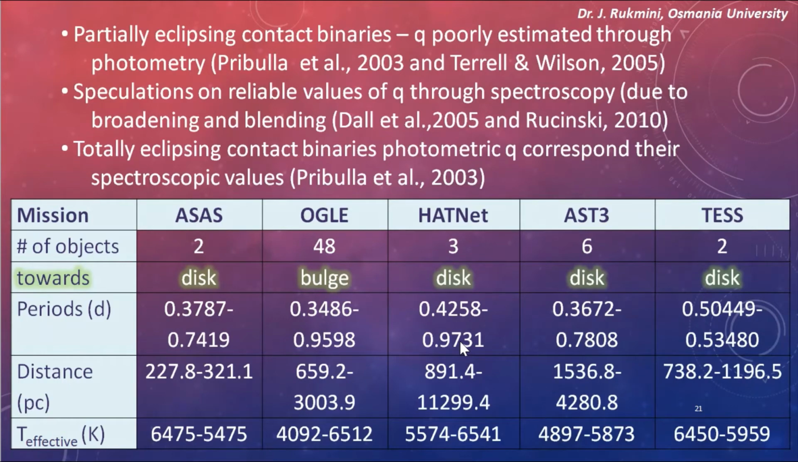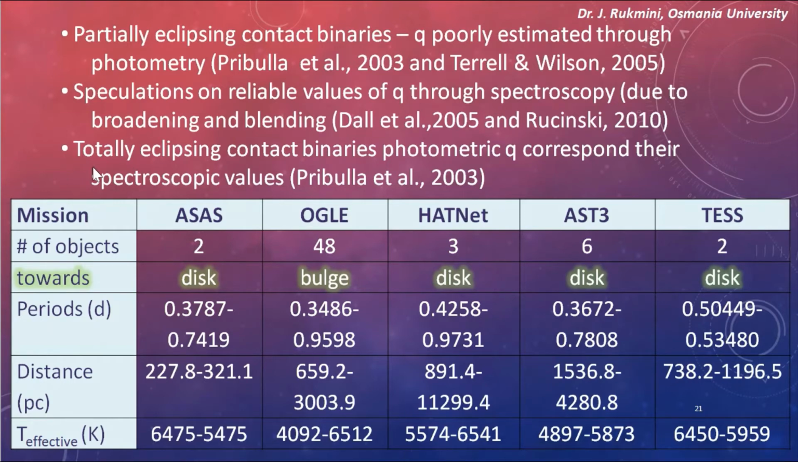Now, as I said earlier, partially eclipsing contact binaries provide very poor estimates of masses. Here let me define one term called the mass ratio Q. So we say that the contact binaries which have totality would provide reliable values of mass ratios Q if you are observing them spectroscopically, else even photometric observations provide equally reliable mass ratios if they are found to be totally eclipsing.